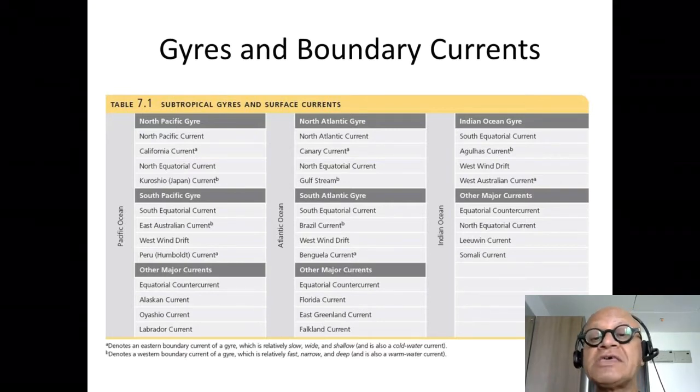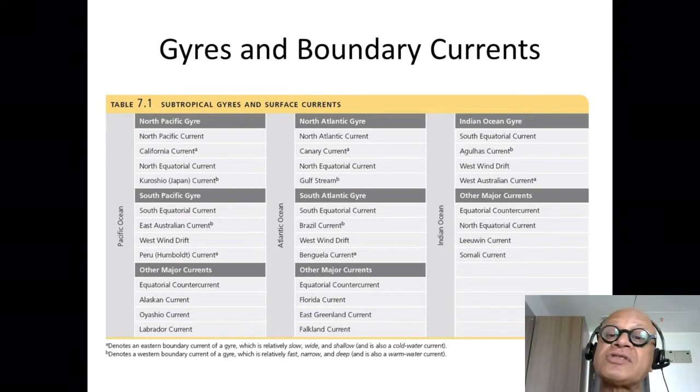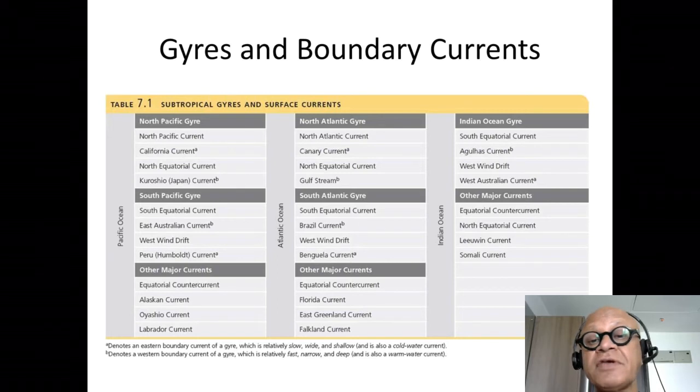In the Atlantic, you have the North Atlantic current, Canary current, North Equatorial current, similar to the Pacific, and you have the Gulf Stream, the most famous of the western boundary currents that we'll learn a little bit more about. Indian Ocean gyre, as we said, is in the southern hemisphere because the northern hemisphere has complicated circulation because of the monsoon, as we will see.